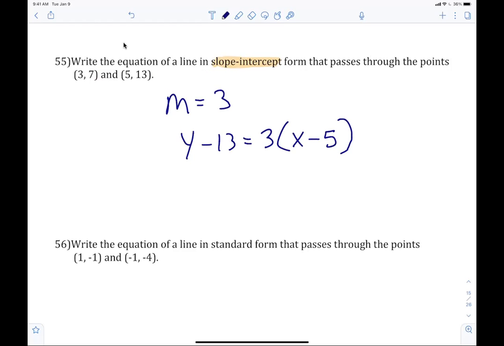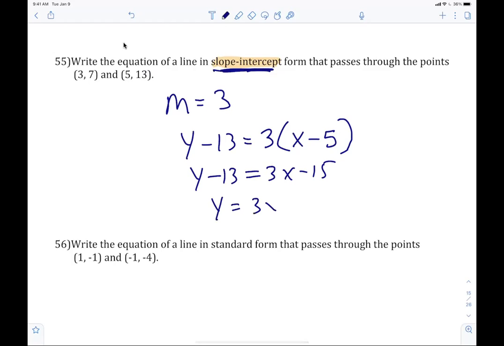Do I do the other one? Yep, you're writing it in slope intercept form. So what do I do first? So it's y minus 13 equals 3x minus 15. And then what? Then you add 13. So it's y equals 3x minus 2. Good job. Thank you, Elise. Why are we doing it with the second equation, not the first?